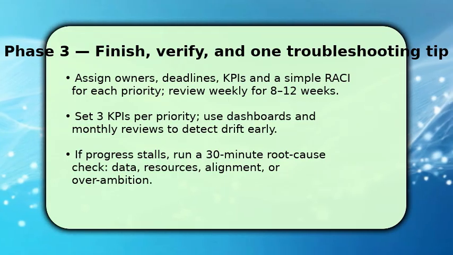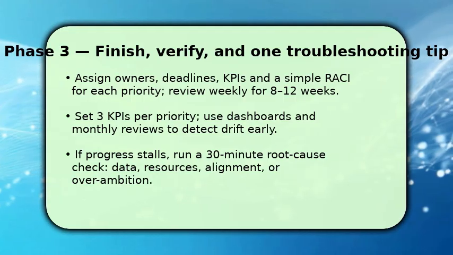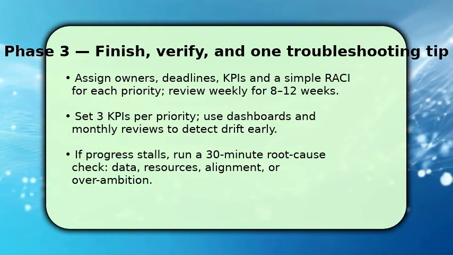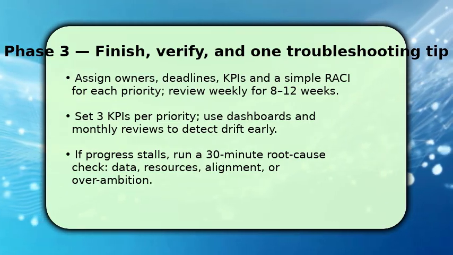Assign an owner, deadline, and 3 KPIs to each priority. Document a simple RASI and start weekly check-ins for the first 8-12 weeks. Use dashboards and monthly reviews to measure momentum and spot variance quickly.